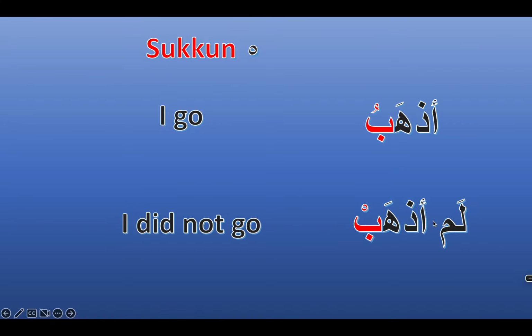But in the sentence lam adhab, there's no oo sound at the end. We've just got the sukoon, which means it's silence. The consonant is silent. There's no vowel added to it. So adhabu, adhab. That's the difference. When you see a sukoon on top of a letter, there's no sound after the letter. It's just adhab. There's no oo or ah. So sukoon, silence, no sound afterwards.